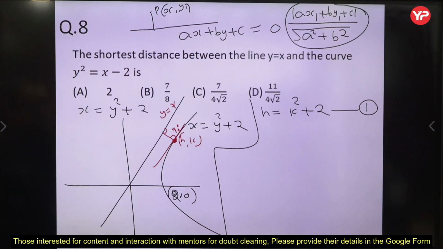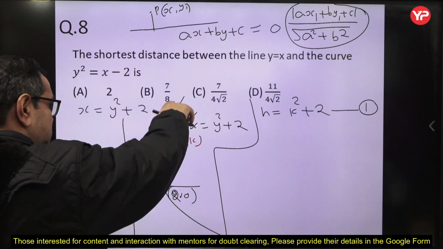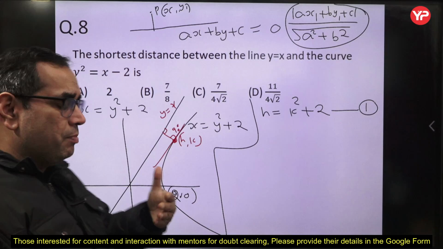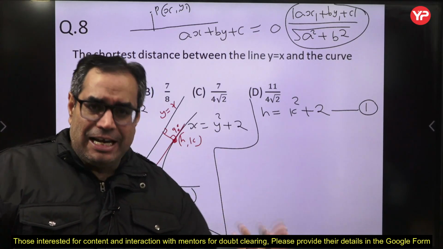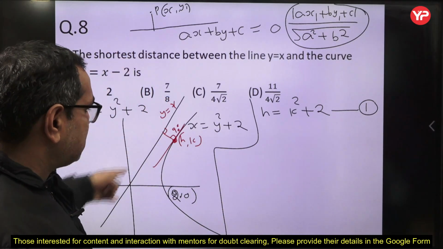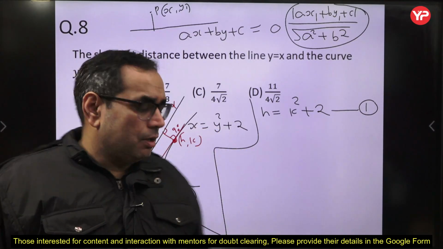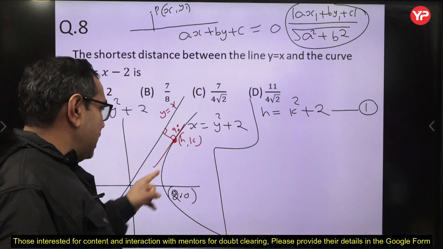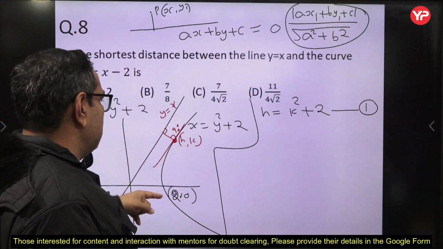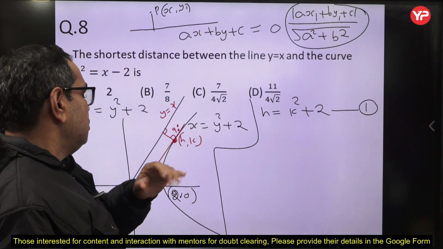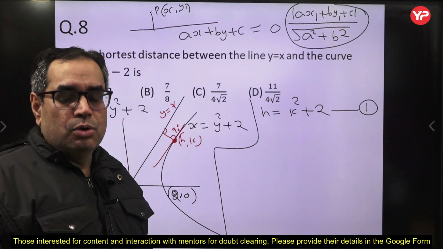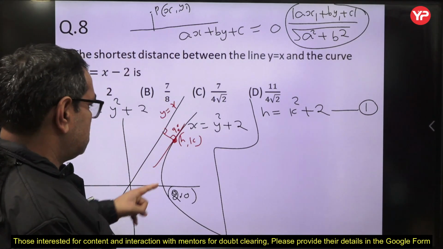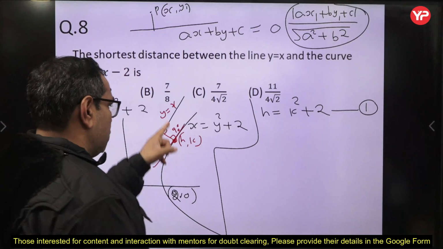Now the y equal to x line has slope 1. A line perpendicular to this line is y equal to minus x, having slope minus 1; any line which is perpendicular to y equal to x has slope minus 1. Now what is the slope of this tangent? Both are parallel, actually. This tangent and this line are parallel. So the slope of the tangent at this point will be equal to 1.